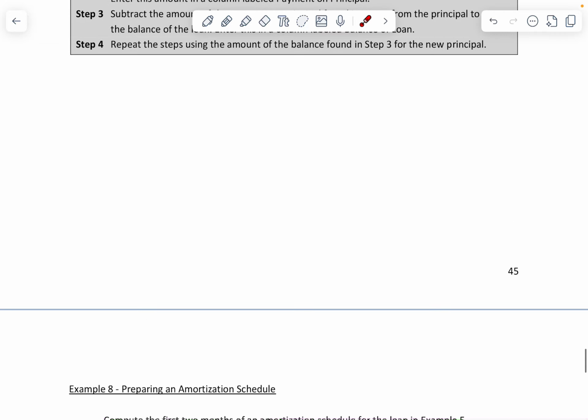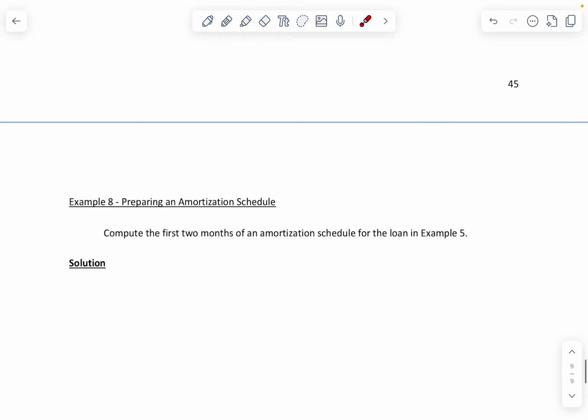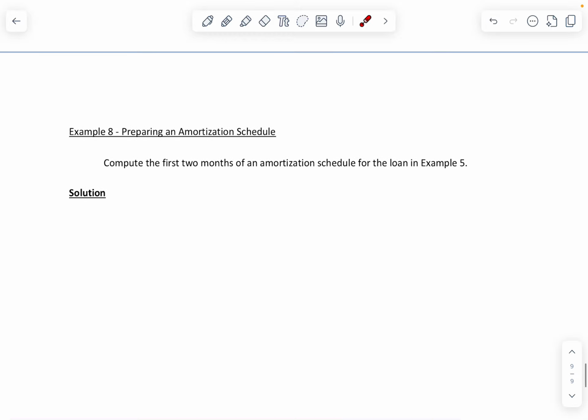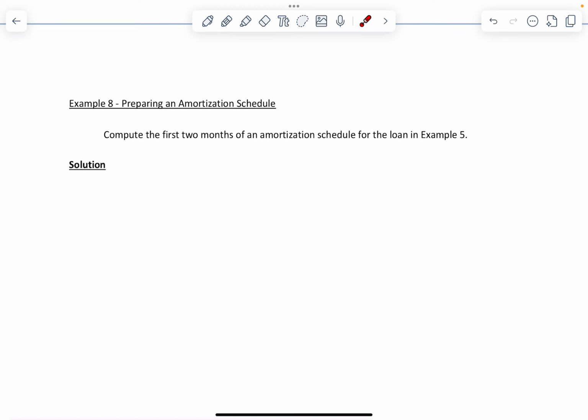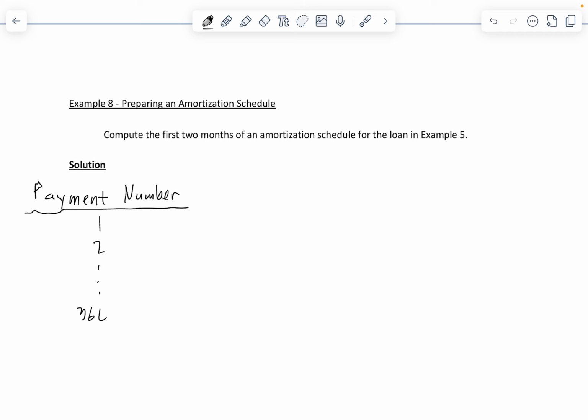Let's see. Okay, so we're going to use the exact same loan we've been working with for the previous few examples. Okay, so the amortization schedule looks something like this. You would have a column labeled payment number. Of course, the bank would give you a nice, typed out, nicely formatted one, right? And if it's a 30-year loan, you would have, in this column, 1, 2, and you go all the way down to 360, right?